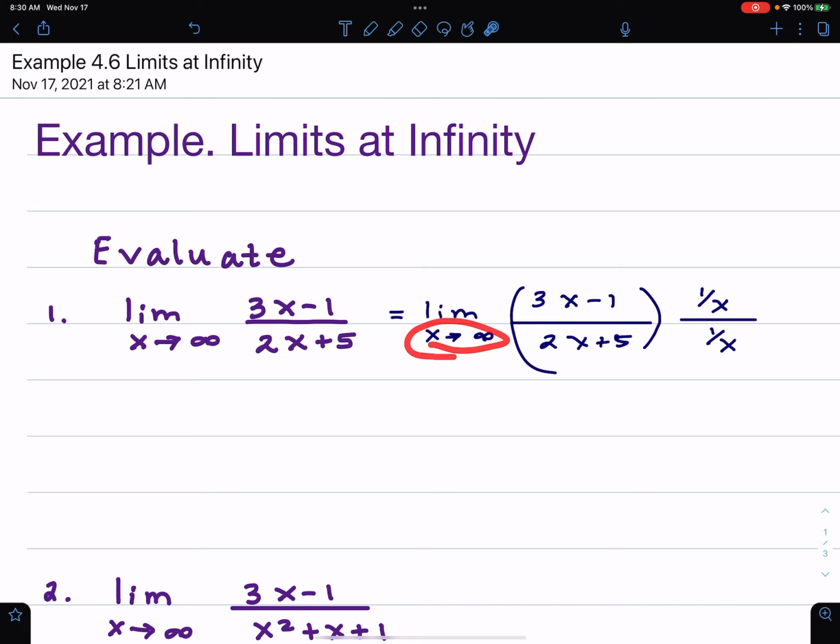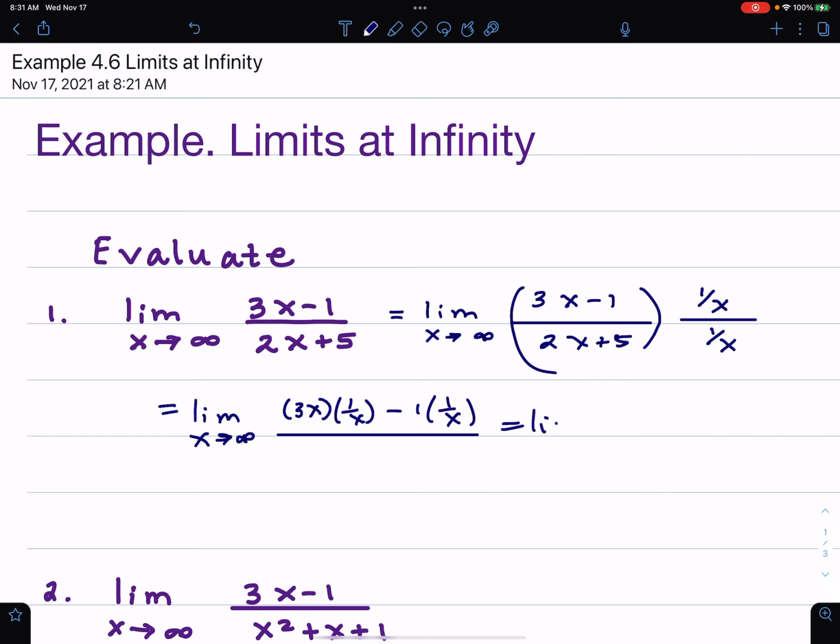X is approaching infinity, so x is not equal to 0. And then you multiply the numerator and the denominator by the same expression, 1 over x, so it's like multiplying by 1. And then we use the distributive property through, so we'll get limit x approaches infinity. And usually I don't show quite all this work, but you could write 3x times 1 over x minus 1 times 1 over x. It's obviously going to go faster if you do that in your head, which is, I think, within a reasonable thing to do.